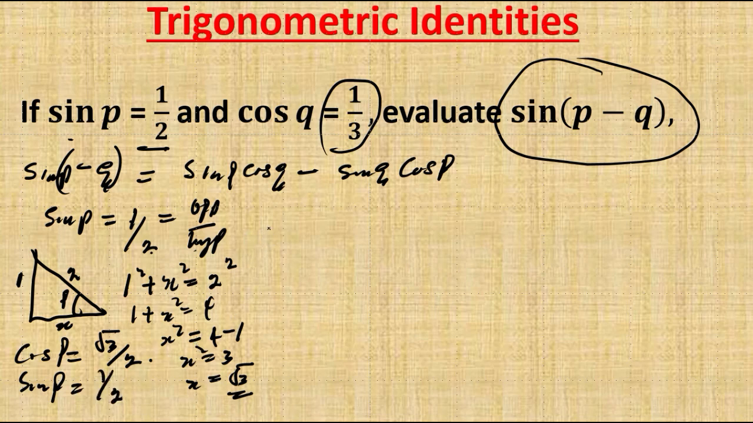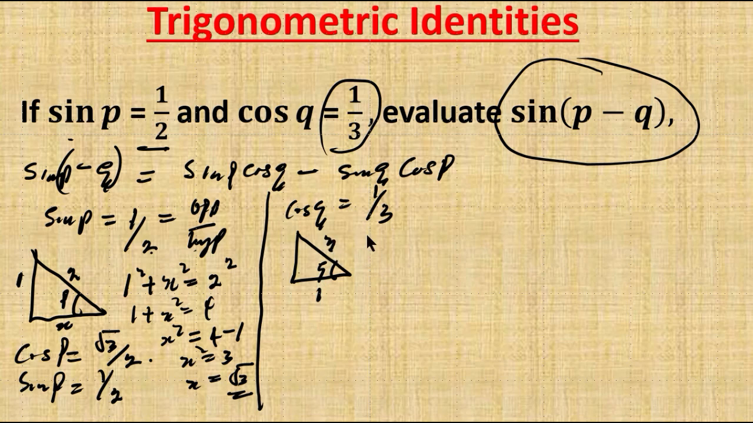Let's deduce for sine q. Cos q we've been given is equal to 1 over 3. Obviously, if we now bring it again into the right angled triangle, I'll be saying that if this is q, then this will be 1 and this will be 3. Why? Because cos q is the same thing as adjacent over hypotenuse. So that my adjacent is 1 and my hypotenuse is 3.